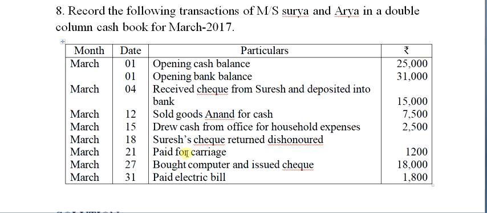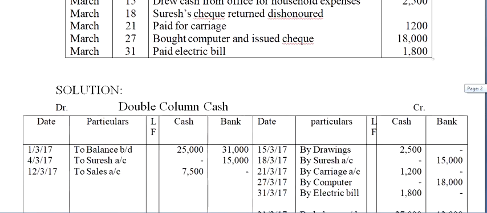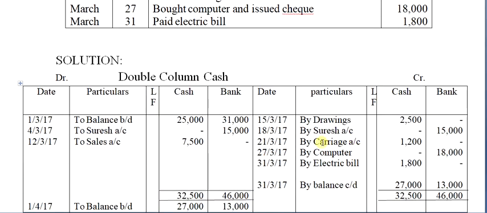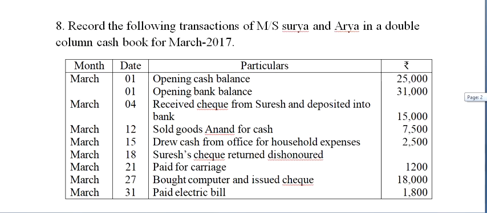On March 21st, paid for carriage 1,200. When we pay for the carriage, what happens? Our cash balance reduces. So it should be taken under the credit side. 21/3/2017 by carriage account 1,200.